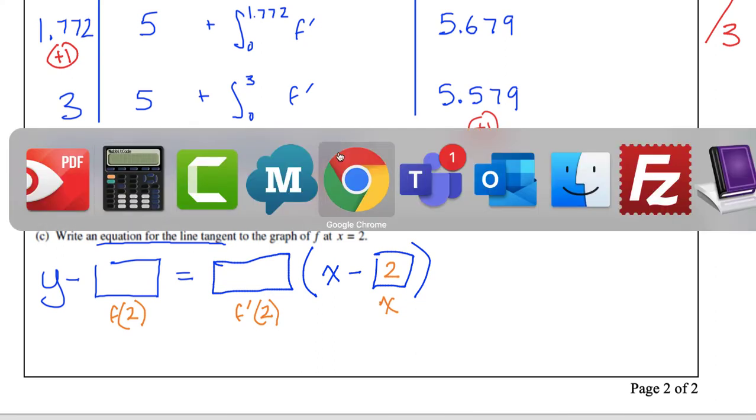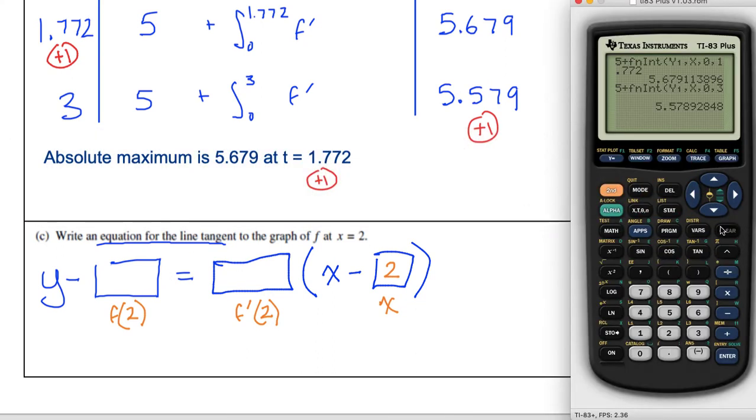So how do we do these on the calculator? Let's do f of 2 first. It's faster. Let's clear out all of this. That's going to be vars right, enter, enter, y1 of 2, like that. And we get negative.